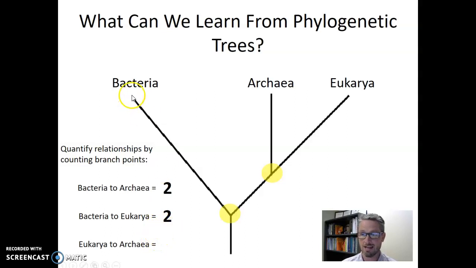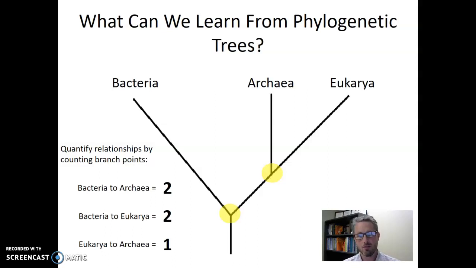So let's analyze our last relationship, and that would be the one between eukarya and archaea. So start at eukarya, trace the line backwards. We go through one branch point, and we connect to the archaea. So we just learned that eukarya and archaea have a relationship of 1. The lower this number, the fewer the branch points, the closer the relationship. The higher the number gets, the greater the number of branch points, the more distant the relationship gets.